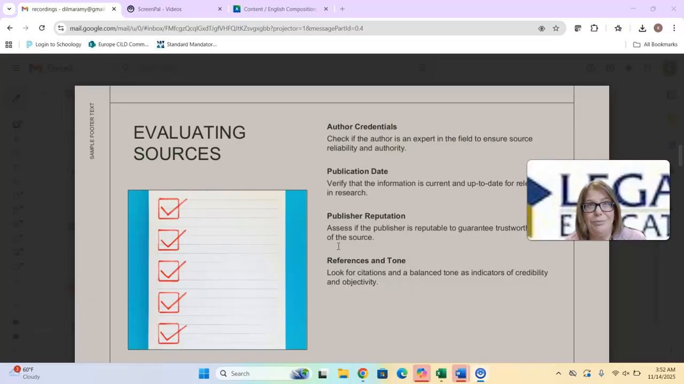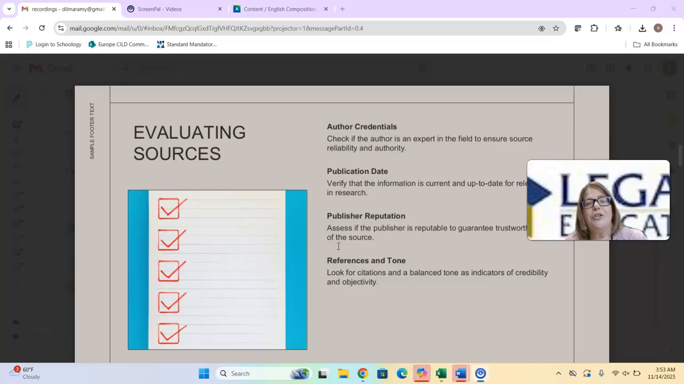In healthcare, that's super important, right? The publication date matters a lot because the information could have been reliable or valid at a certain point in time, but at this point in time that you're in now, maybe not so much. Also, looking at the publisher reputation and the tone or the references is important.